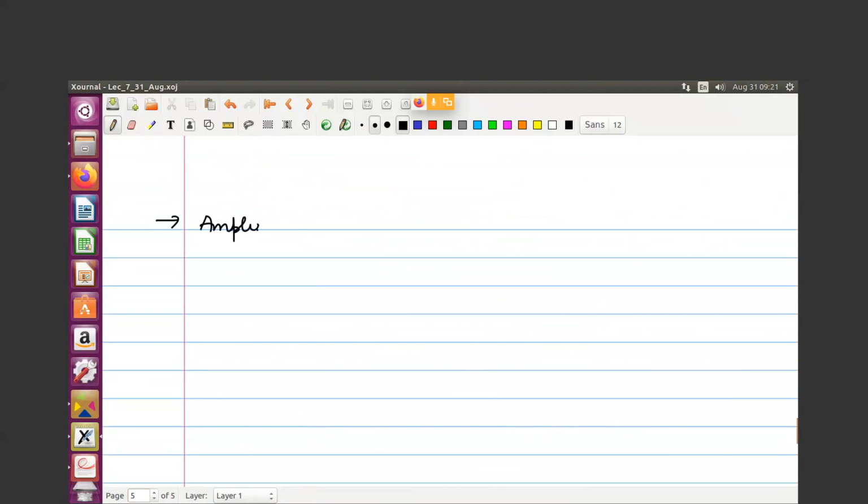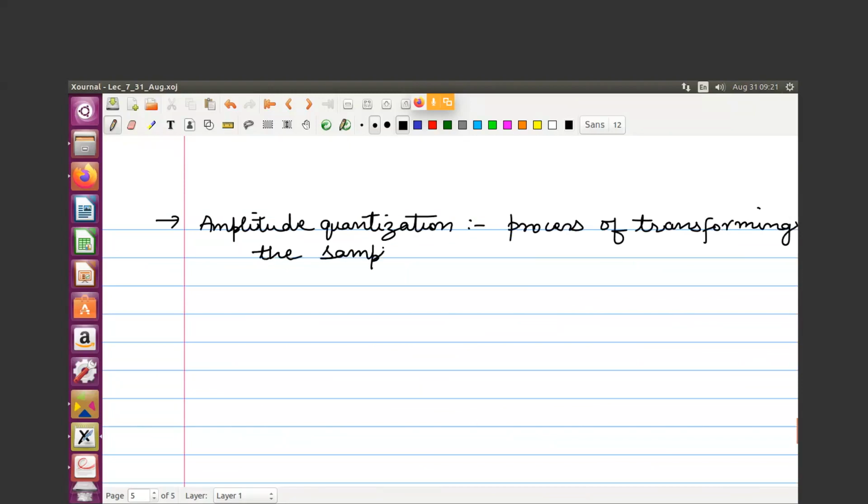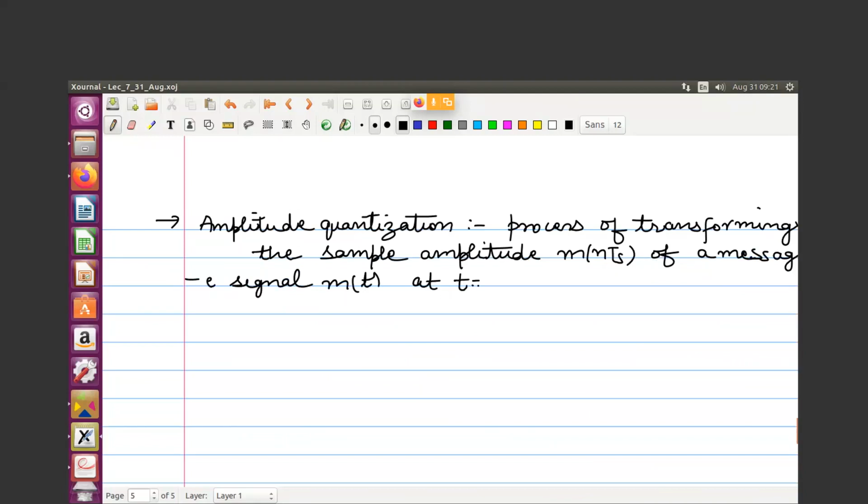Okay? So now we will do the study of quantization, and here we are studying amplitude quantization. The process of transforming the sample amplitude m of nTs of a message signal m(t) at t equal to nTs into a discrete amplitude v of nTs. Okay.